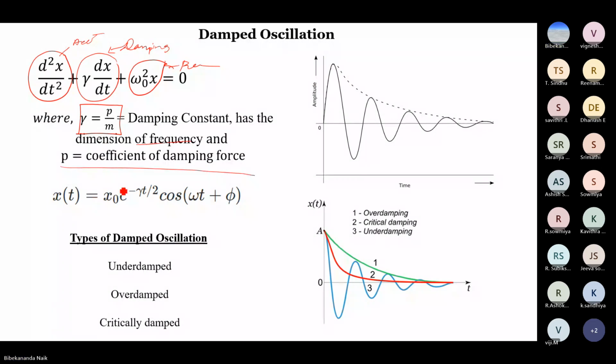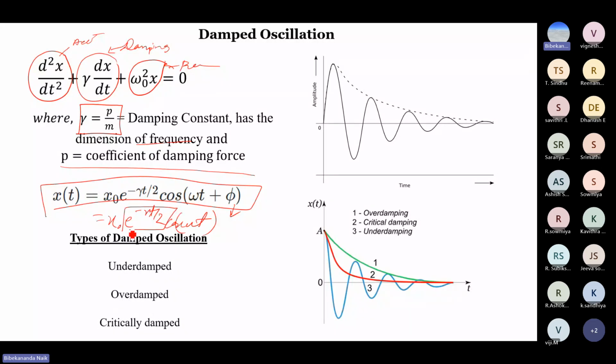If you solve this equation, its general solution will be x(t) equals x0 cos of omega t plus phi, where phi is the phase at the initial condition. If the phase is 0, then simply we can say that it will be x0 e to the power minus gamma t by 2 cos omega t only. You can see that there is an exponential factor here, so the position goes on decreasing.